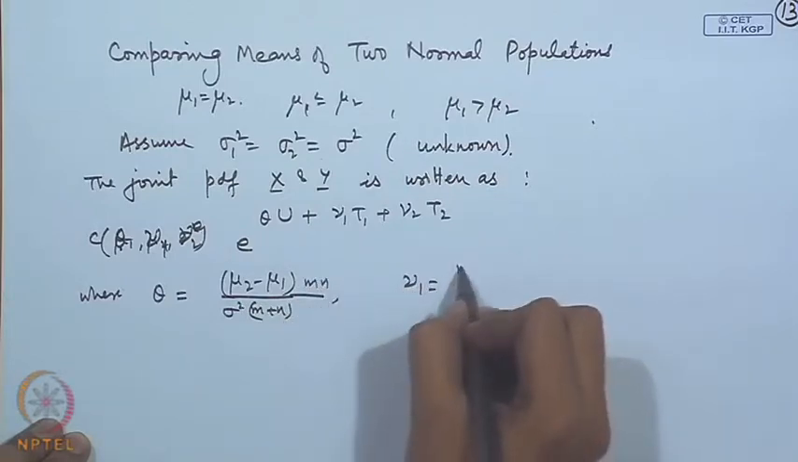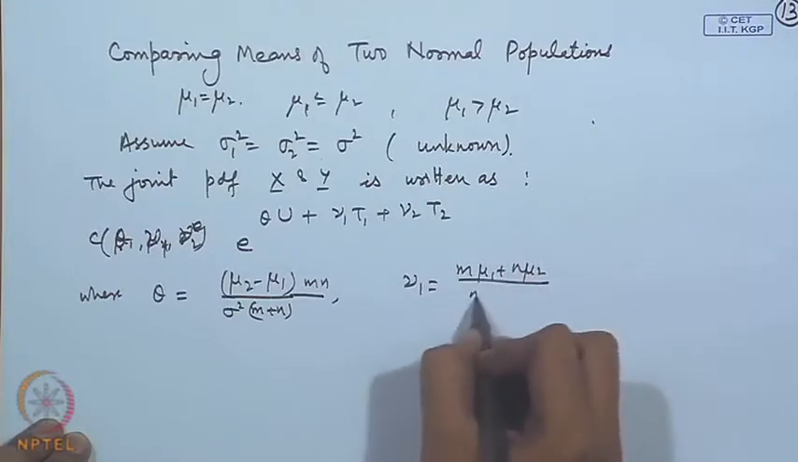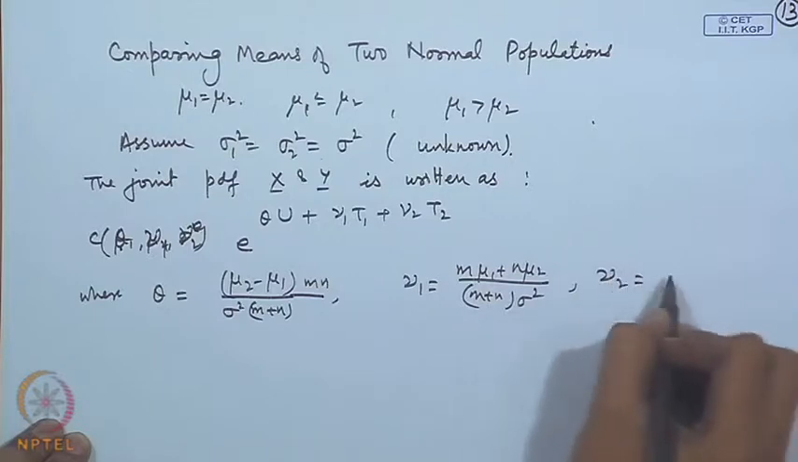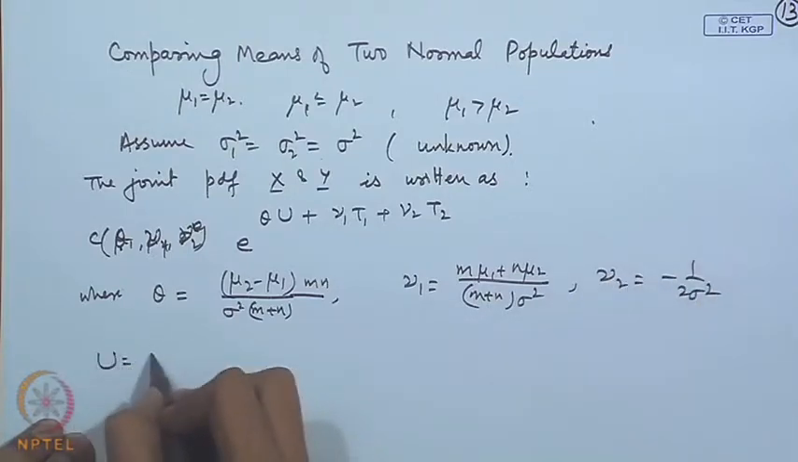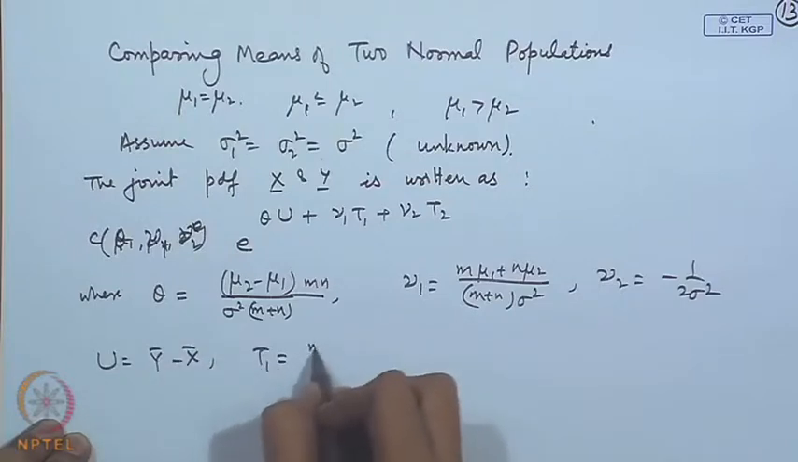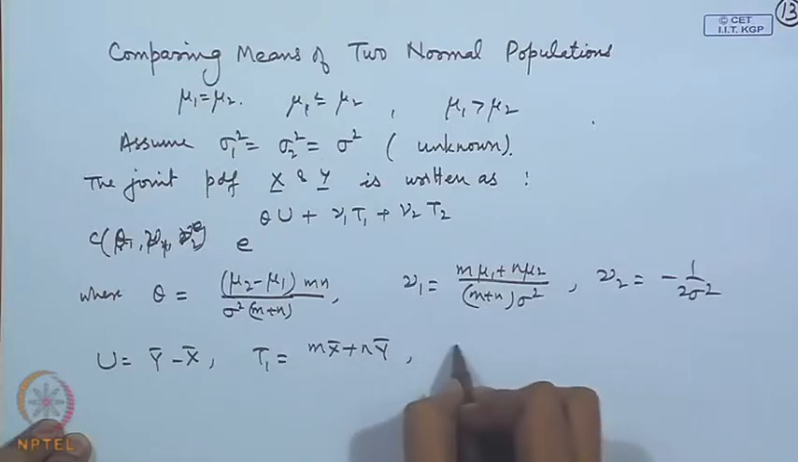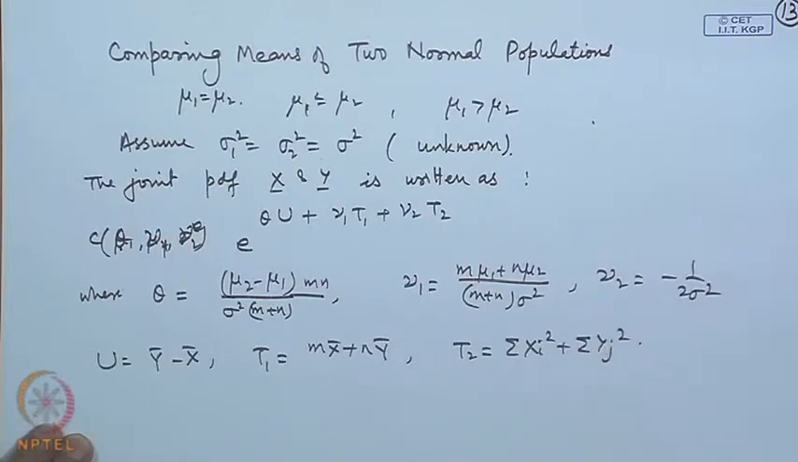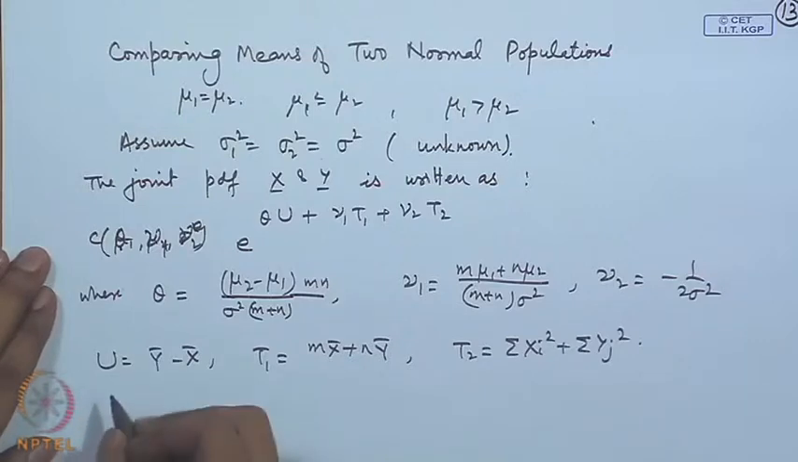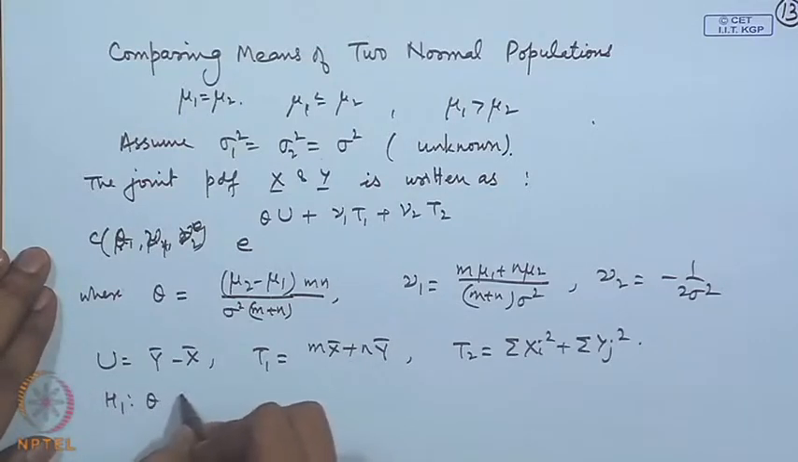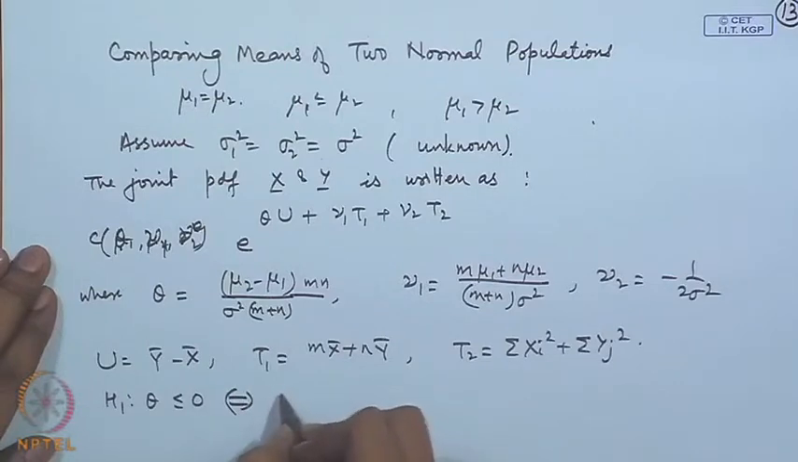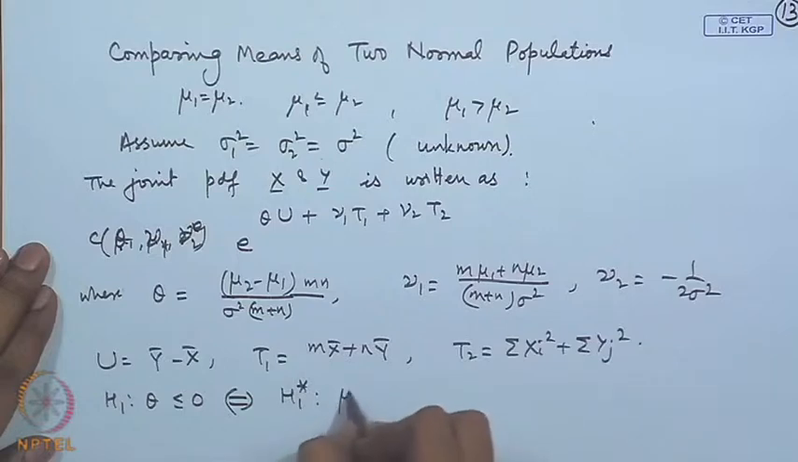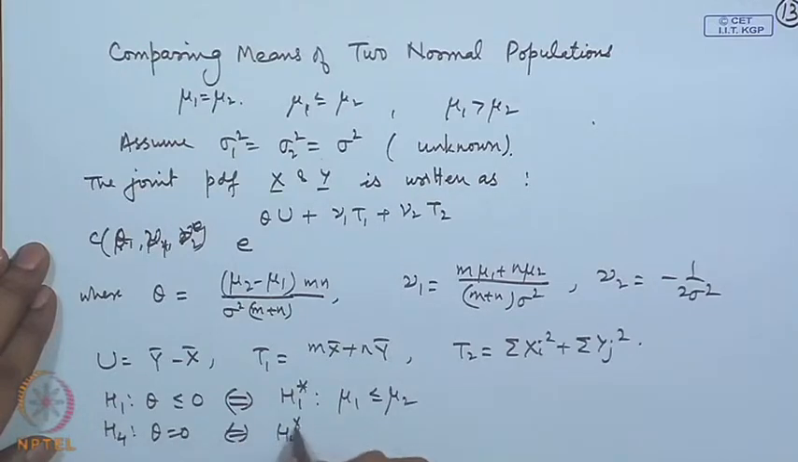Then nu 1 is equal to (m mu 1 plus n mu 2) divided by (m plus n) sigma square, nu 2 is equal to minus 1 by 2 sigma square, u is equal to y bar minus x bar, t 1 is equal to m x bar plus n y bar, t 2 is equal to sigma x i square plus sigma y j square. So, if I consider the hypothesis H 1: theta less than or equal to 0, this is equivalent to H 1 star: mu 1 less than or equal to mu 2. Similarly, theta not equal to 0 is equivalent to mu 1 not equal to mu 2.